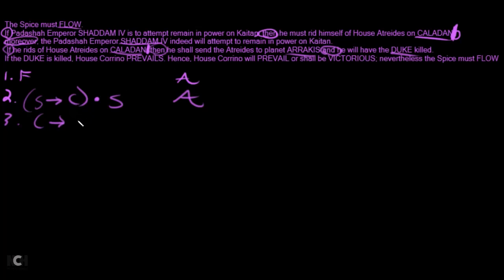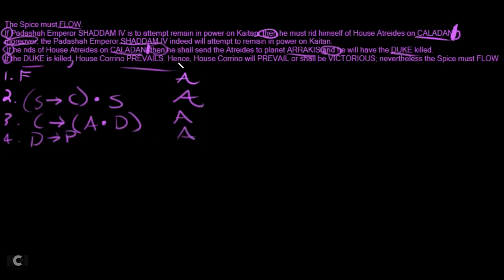He'll send the Atreides to planet Arrakis, and he'll have the Duke killed. Both those things. Okay. Next line. If the Duke is killed, so there's an arrow, there's a comma, letting you know there's the then, House Corno prevails. If the Duke is killed, House Corno prevails.